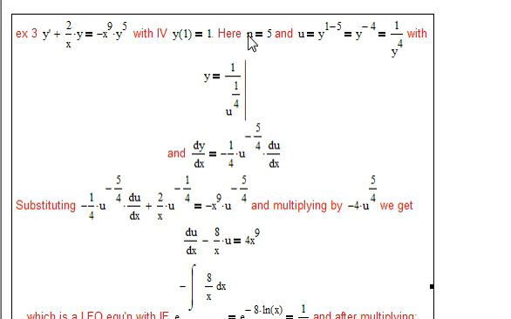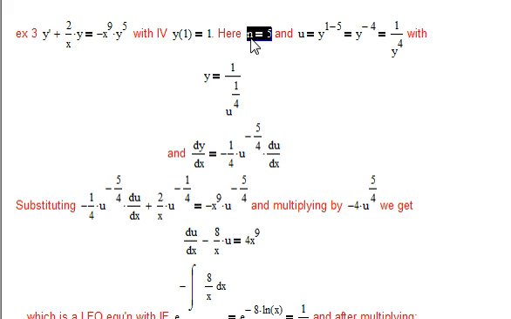So here in our Bernoulli, we have n equal to 5, right, from here. And therefore u is equal to y to the 1 minus 5, so y to the negative 4, which is 1 over y to the 4th. So y equals 1 over the 4th root of u. That's complicated. If we solve this for y, we would have to multiply both sides by y to the 4th, divide both sides by u, then take the 4th root of both sides, and this is what we would get.